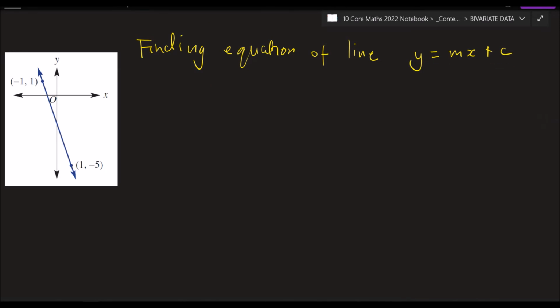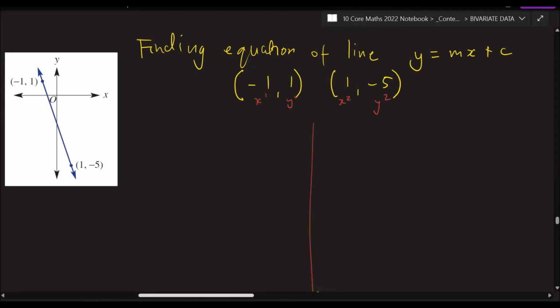Now for this question, let's write down the two coordinates we're going to use. What are the two coordinates? Anyone want to tell me? Good. And then 1, -5. Let's label them: x1, y1, x2, y2. You don't have to do this, but you can put a line down the middle. Actually, no, that's not good. I don't want to confuse you guys.